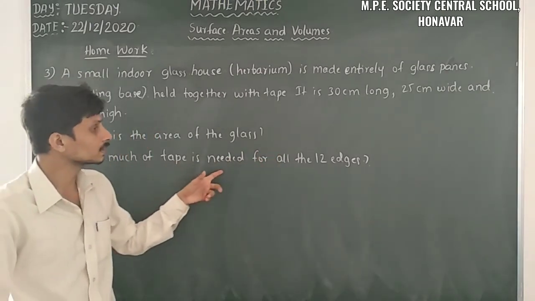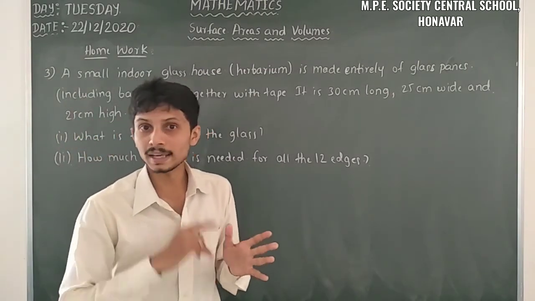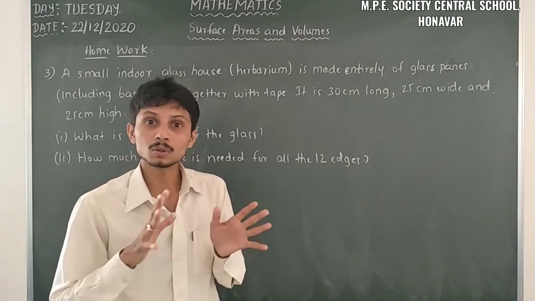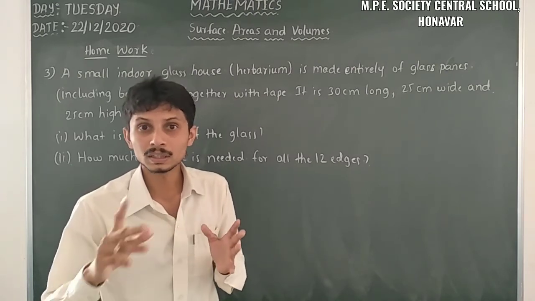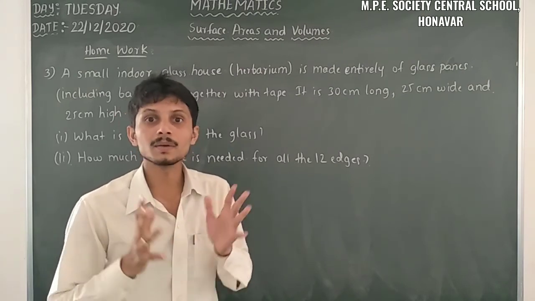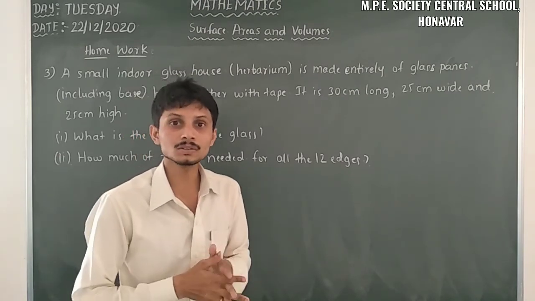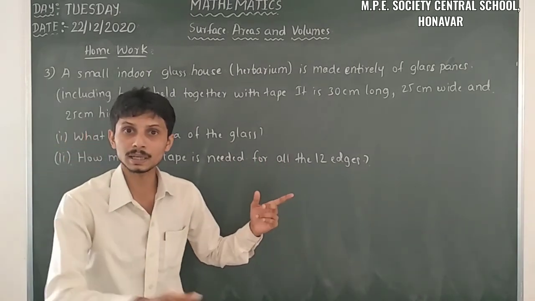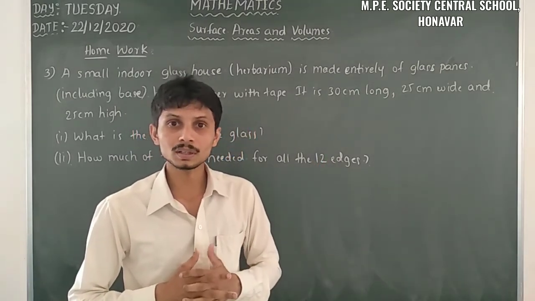And how much tape is needed for all the 12 edges? 12 edges means here 4 lengths are there, 4 breadths are there, and 4 heights are there. So that means totally 12 edges. So what we have to do is calculate the sum of 4 lengths, 4 breadths, and 4 heights. That means 4 into L plus B plus H. So that is the tape needed for all the 12 edges. So you have to solve the homework at home.